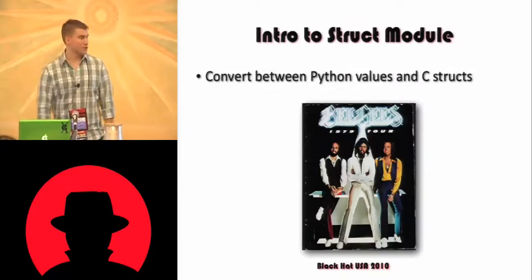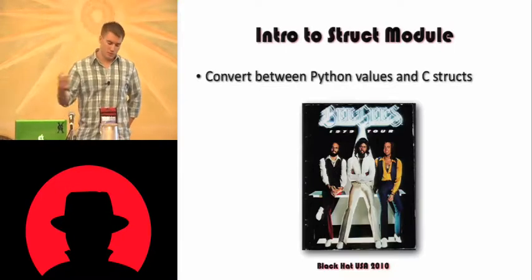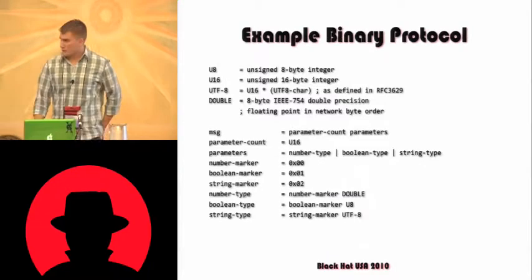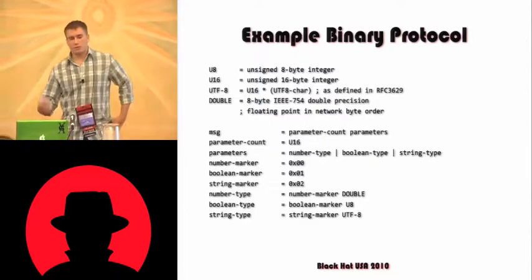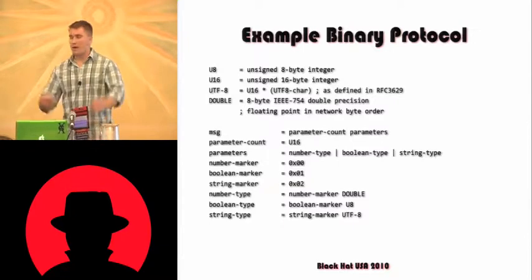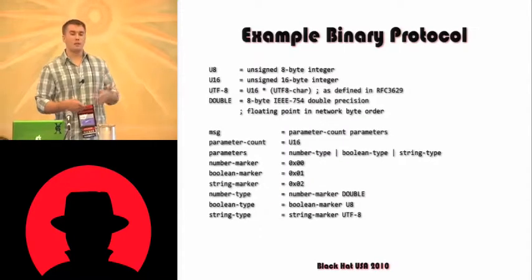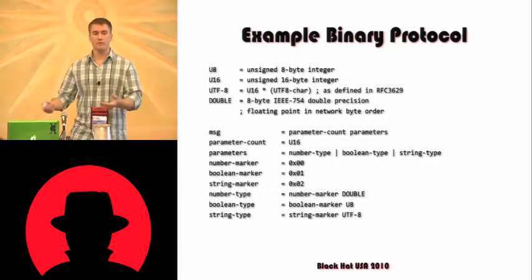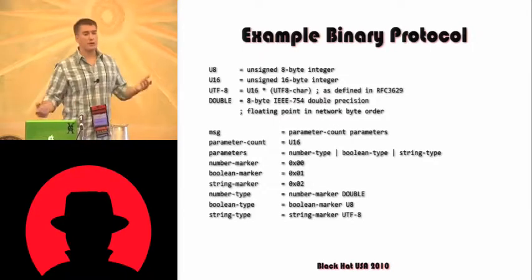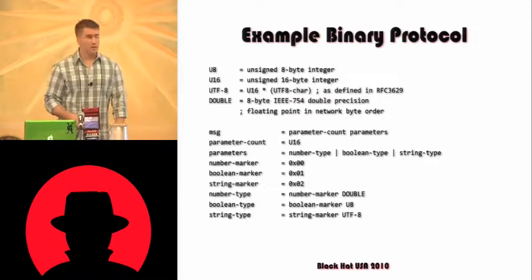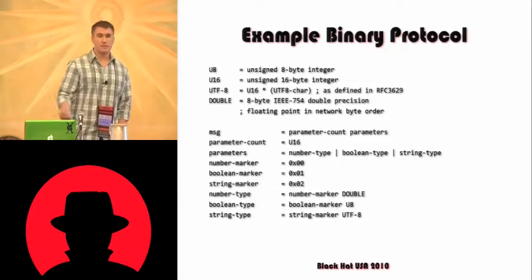So Python has a struct module, which allows us to pack Python values into associated C structures. This is just a simple binary protocol I whipped up as an example. A couple things to note: it's really common among binary protocols to have type markers that indicate the type that follows. Strings would have the type marker, then the length of the string, and then the string itself. Strings are encoded in UTF-8, numbers are encoded as doubles in network byte order, and our type markers are basically shorts, or unsigned 16-bit integers.